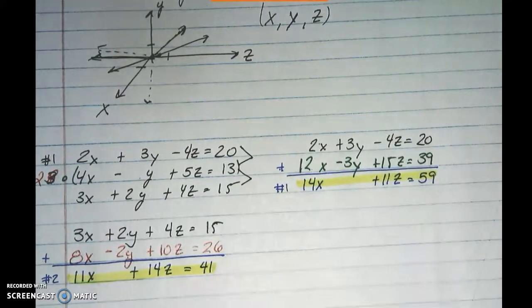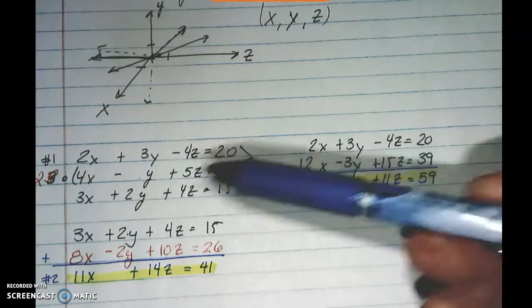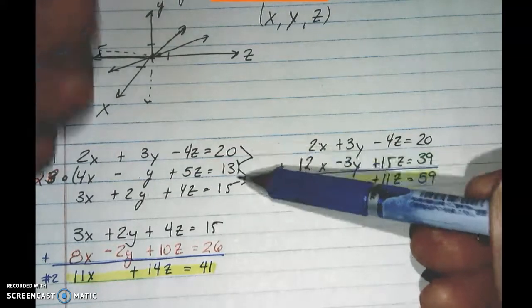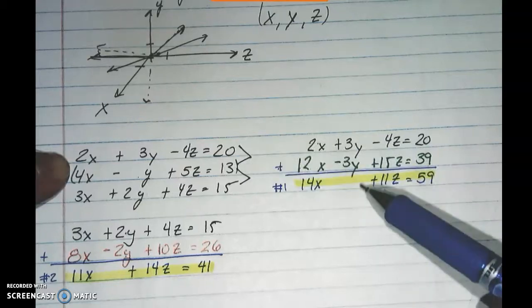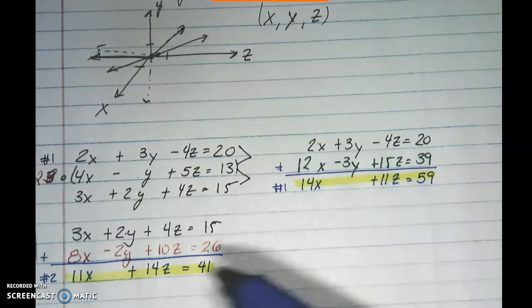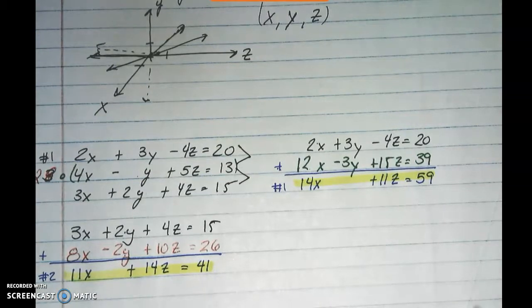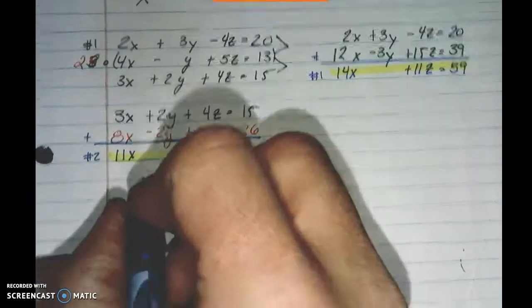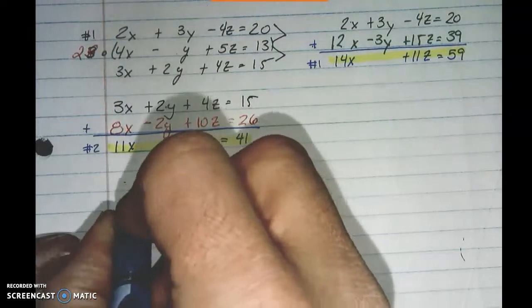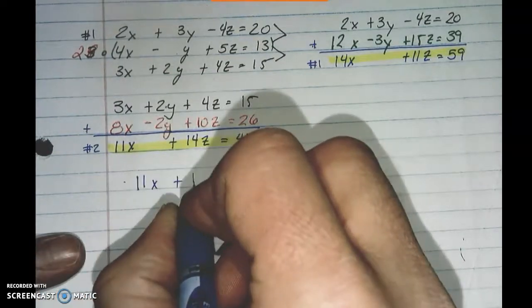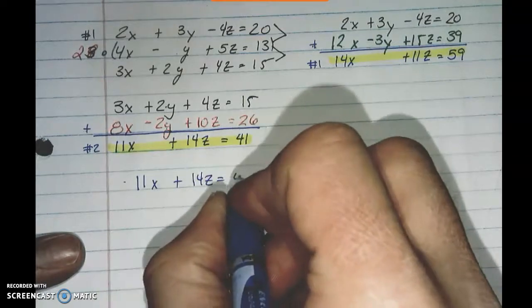How did I get those two new equations? Using scalar multiplication and addition, we eliminated the y, so we just have an x and a z. Same thing went with this one right here, okay? So now what we're going to do, and again, I'm going to give myself lots of room so you guys can see my work. So I'm going to go 11x plus 14z is equal to 41.